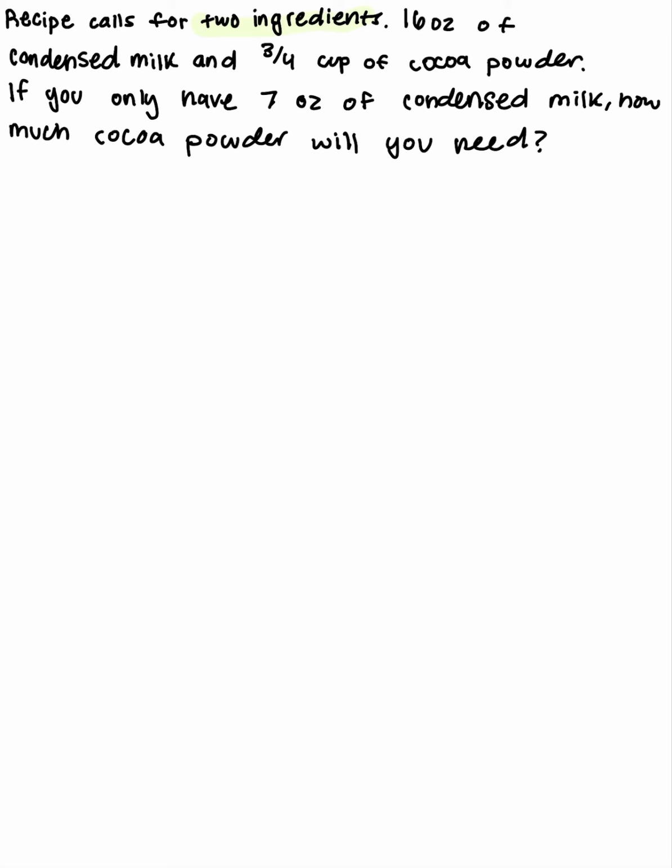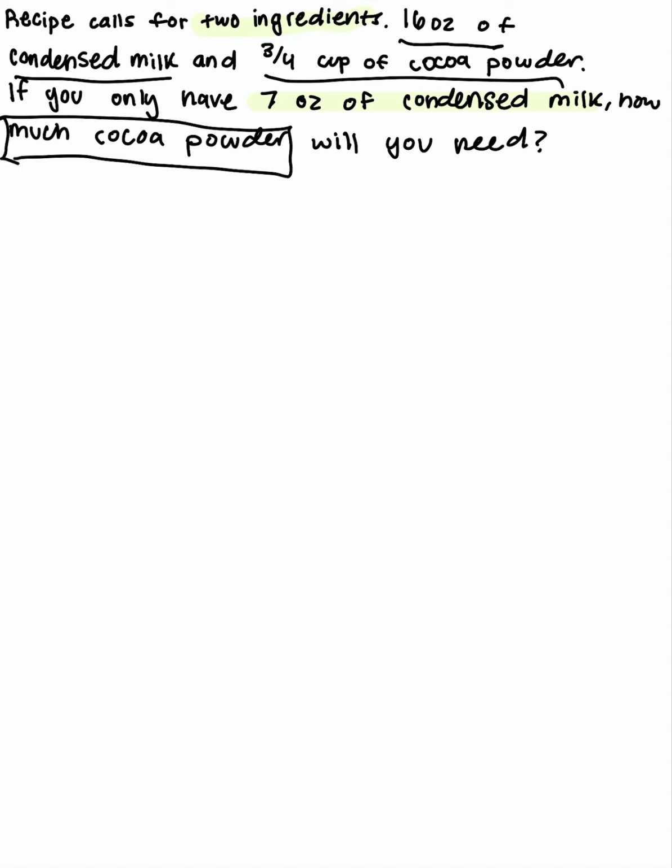So we have 16 ounces for the original recipe of condensed milk needed and 3/4 cup of cocoa powder, but we only have 7 ounces of condensed milk, so what we want to know is how much cocoa powder we will need. So first of all, let's set up the condensed milk because we know that.